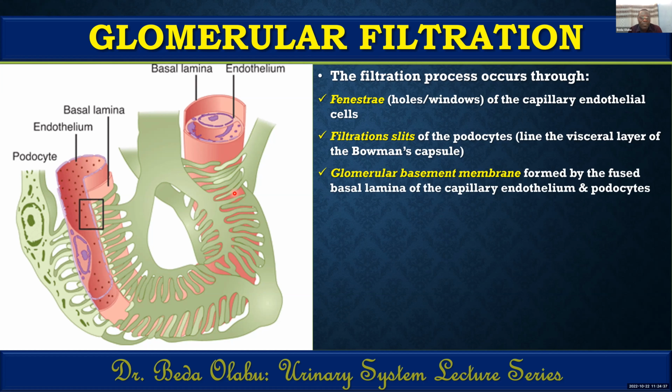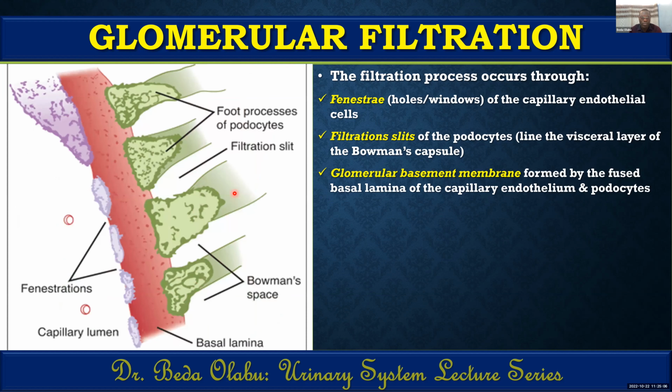Now, the capillaries being epithelial cells, it means that they have a basement membrane. The podocytes also being epithelial cells, they have a basement membrane. The basement membrane of the two cells are usually fused. We call that one the fused basal lamina or the glomerular basement membrane. That one is also a barrier to filtration.